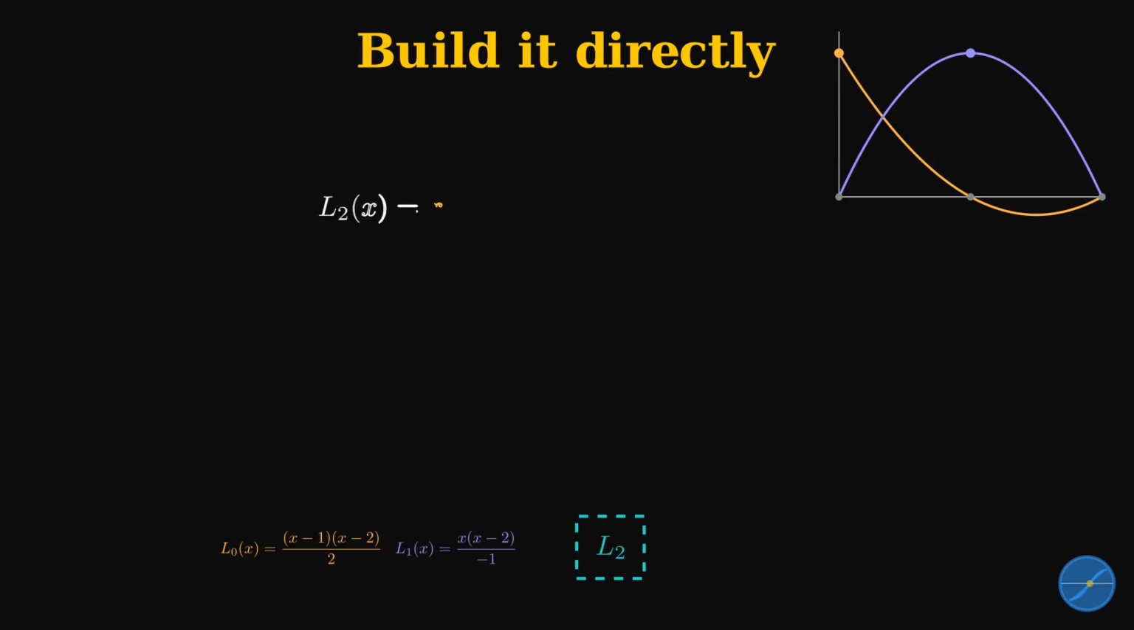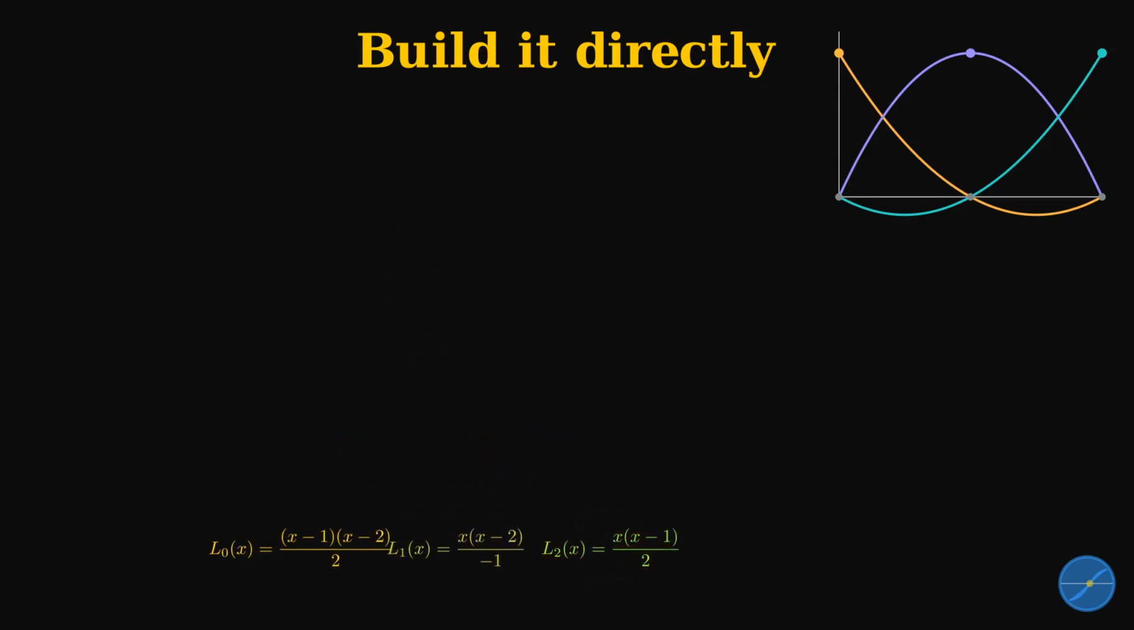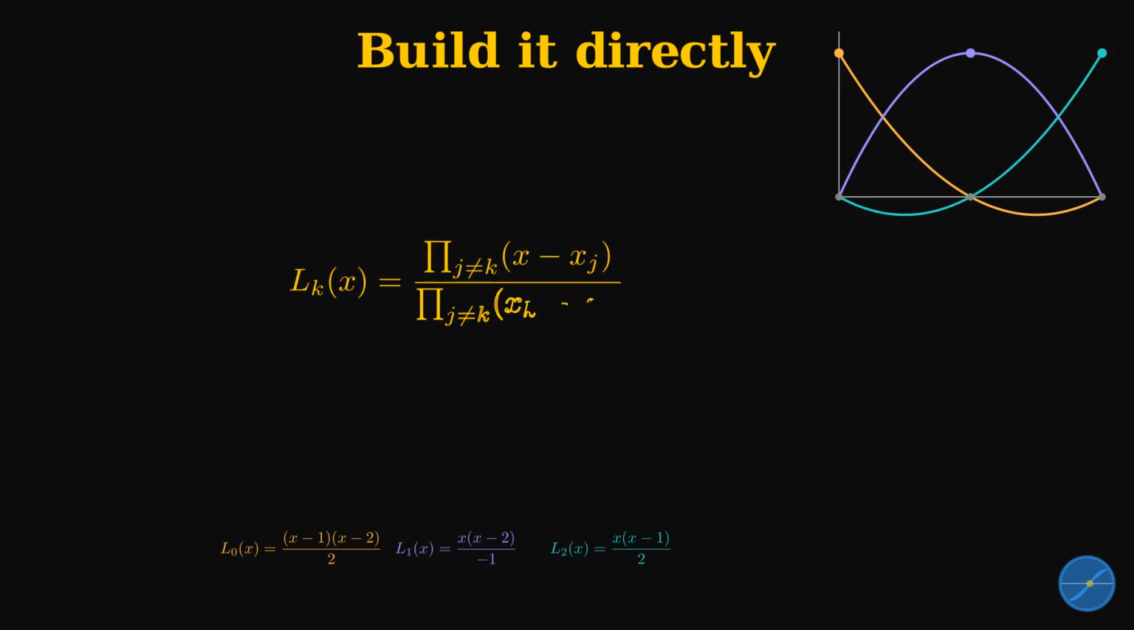L2 is 0 at 0 and at 1, so those are the factors. At x equals 2, 2 times 1 is 2. Divide by 2. That is L2. Check: 1 at 2, 0 at the other two. Its peak is at the last point. Same shape each time. On top, the distance to every other point. On the bottom, that same thing from its own point.